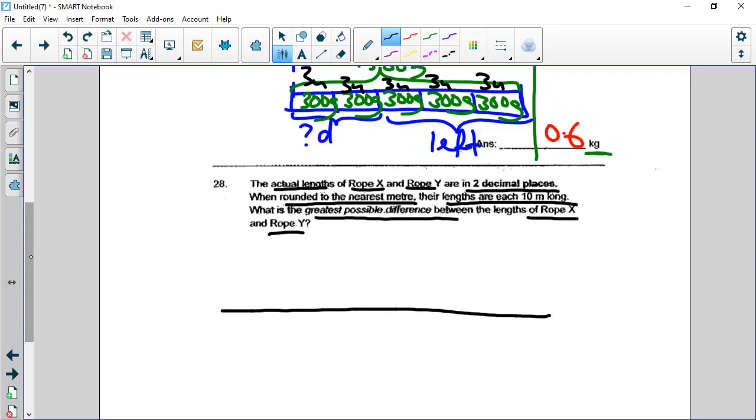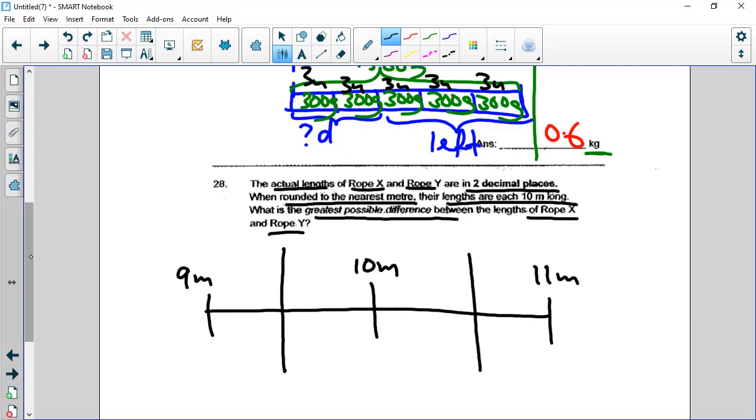Now, you have learned this already in P5. When you round to the nearest meter, the lengths are 10 meters. So you find the first number, which is 9 meters, and the third number, which is 11 meters. Cut it in the middle. What's in between? That will be 9.5 meters, and this will be 10.5 meters. Am I correct?